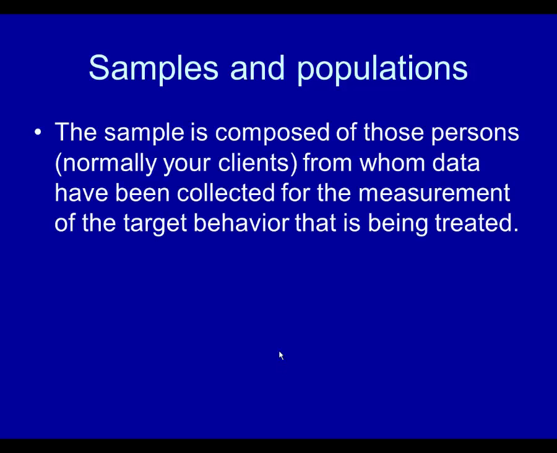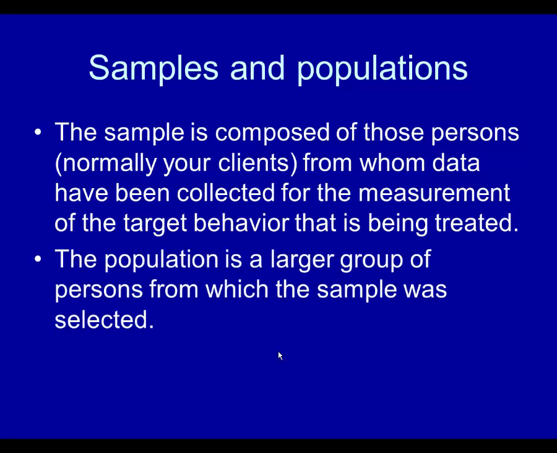Samples and populations. The sample is composed of those persons from whom data have been collected for the measurement of the target behavior that is being treated. We're talking about sampling in evaluation research for the human services, by the way. So we're talking about, for the most part, evaluating how well services have worked with the clients. The sample is those persons you've collected data from. The population is a larger group of persons from which the sample was selected.